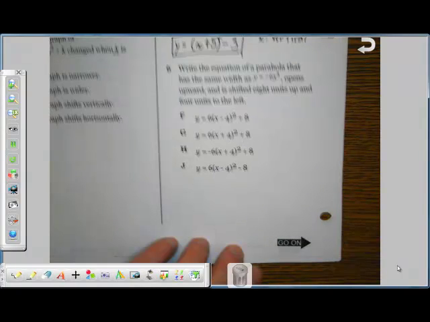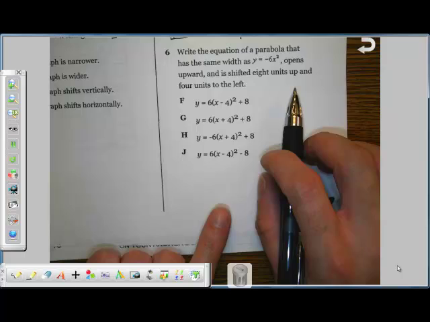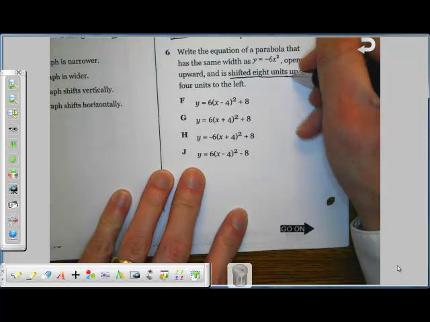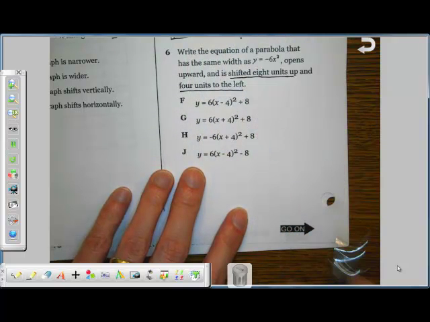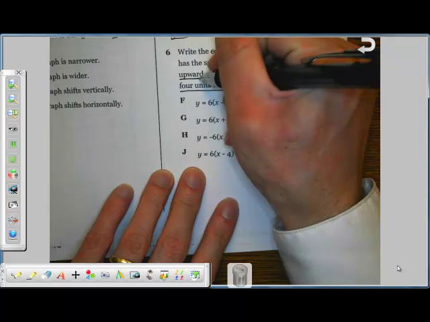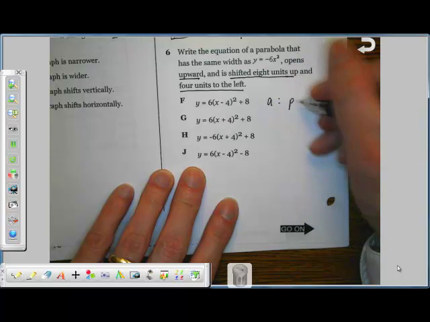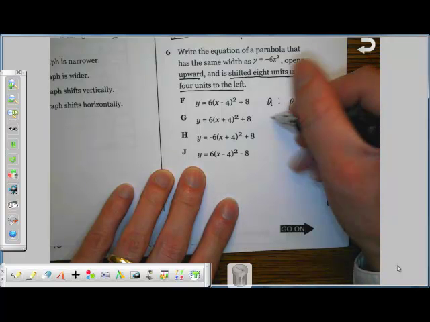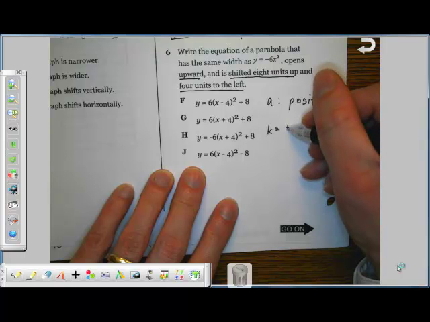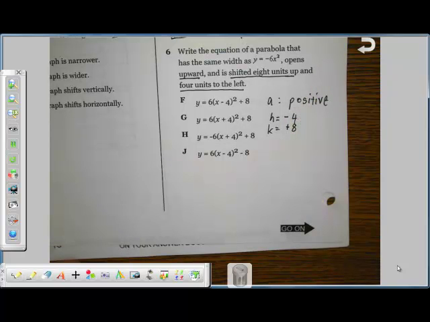For number 6, write an equation for a parabola that has the same width, opens upward, shifted 8 units up, and 4 to the left. So that tells us something. If it's shifting upwards, that means a just became positive. That means k, 8 units up, so that's positive 8. And that tells us that h is negative 4 because it's 4 units to the left.